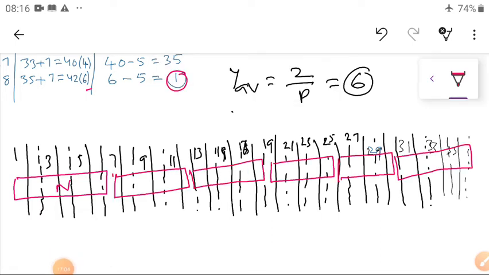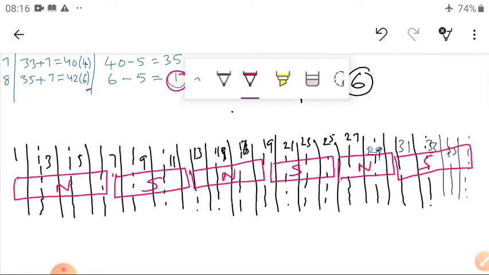So 36 conductors by 6, that means 6 conductors under one pole. In the north pole, for example, this is the south pole, this is the north pole, south pole, north pole and south pole. Okay, so indicate these colors, or you can simply take these colors.